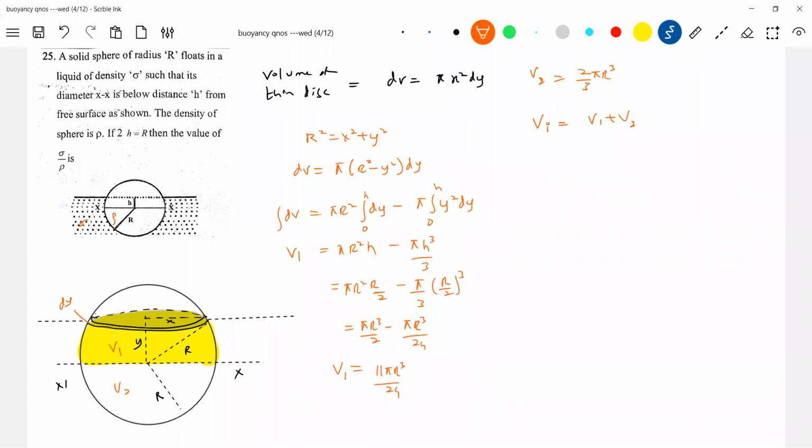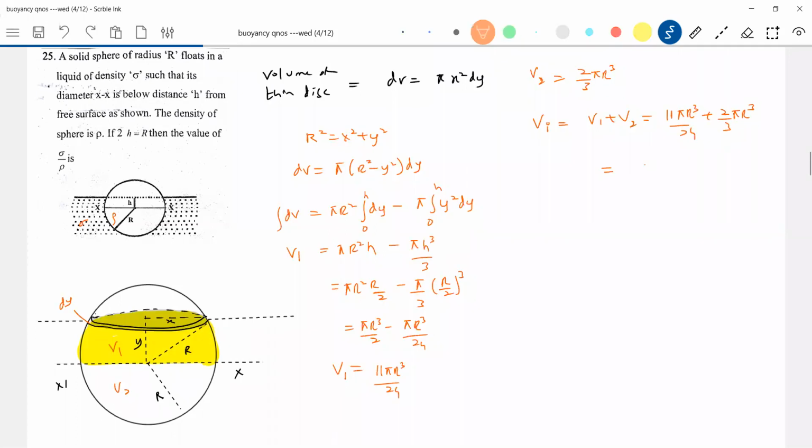Simple mathematics, nothing to do. You need not scale anything. 11 pi r cube by 24 plus 2 by 3 pi r cube. I think pi r cube we will take outside. So somebody should give me the value, total simplification. 9 by 8 pi r cube. Yes, sir. Okay, that's the volume immersed here.